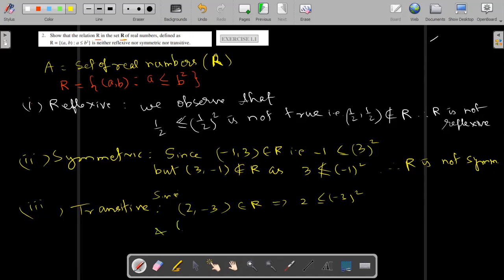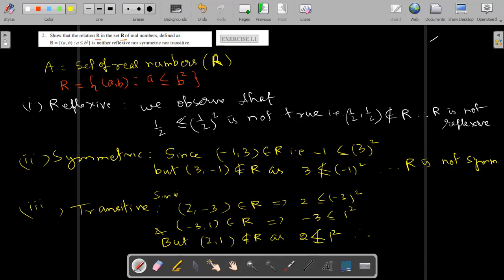And (-3, 1), that also belongs to R, because -3 is less than or equal to 1 square. But (2, 1) will not belong to R, as 2 is not less than or equal to 1 square.